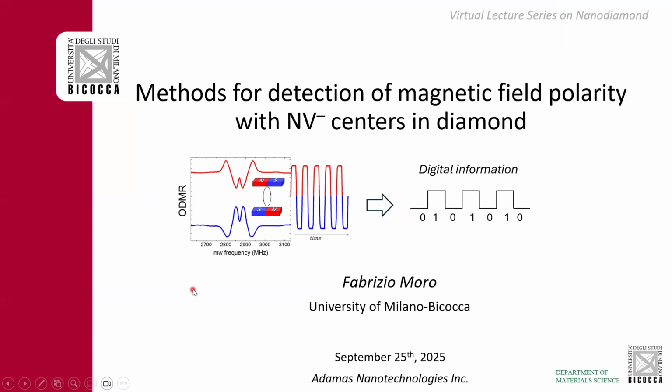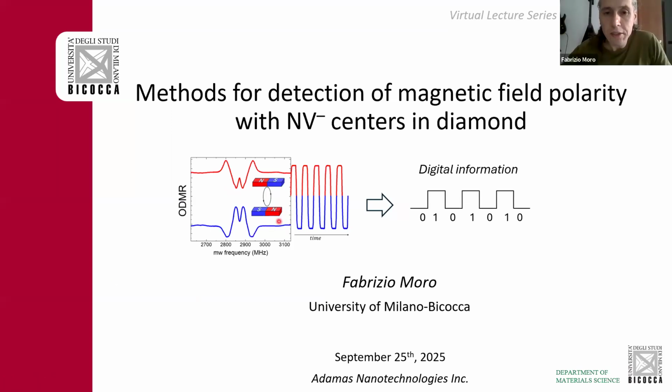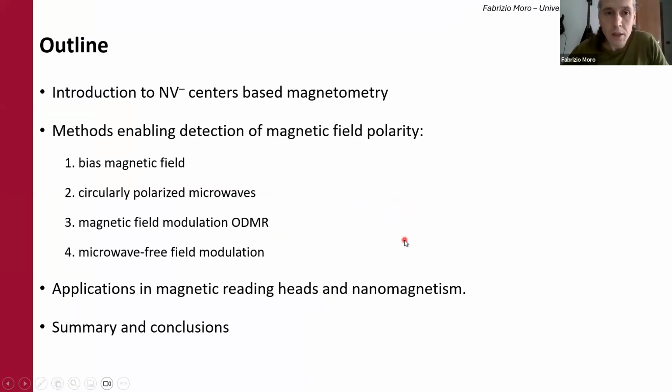Yes, please continue. Thanks. Okay, so as you can see in this image, these are the key results of my presentation, which show that by switching the polarity of a magnet, the ODMR spectrum is completely reversed. And this effect can be exploited for detection of magnetic field polarity and for applications, for instance, in digital information, as well as for understanding physical phenomena in condensed matter physics.